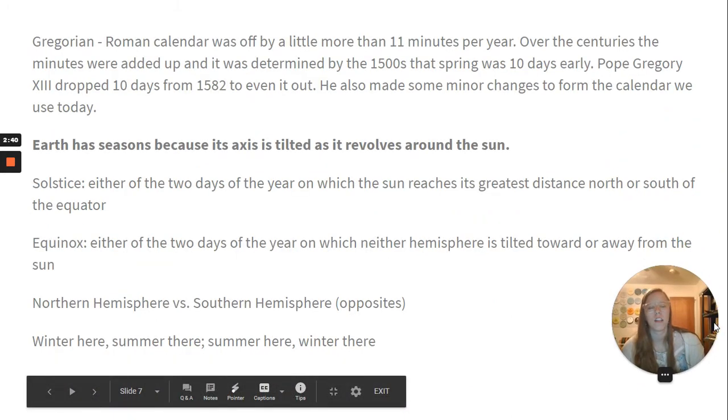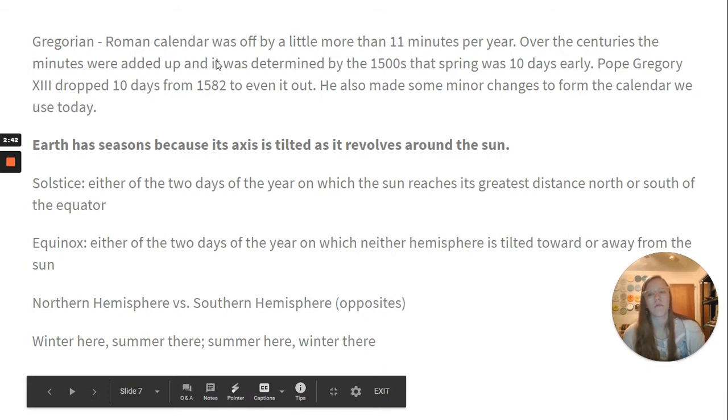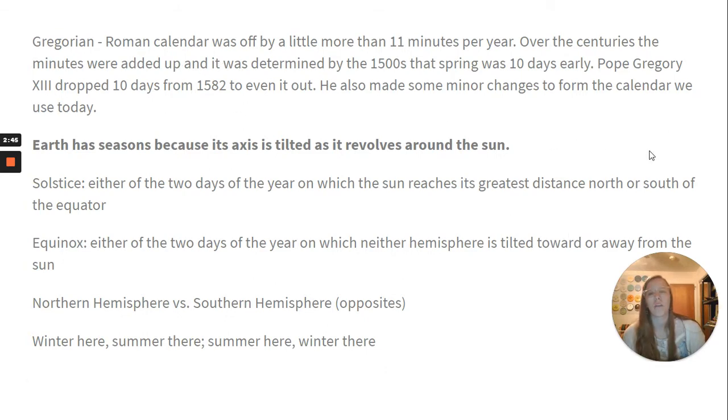But Gregorian is the one that we go by now. So the Roman calendar was off by a little more than 11 minutes per year. Over the centuries, the minutes added up, and it was determined by the 1500s that spring was 10 days early. Pope Gregory XIII dropped 10 days from 1582 to even it out. He also made minor changes to form the calendar we use today.